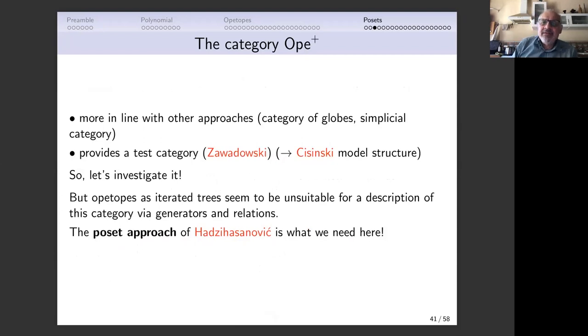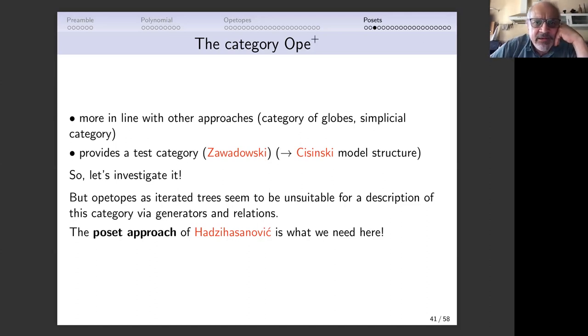The other category is interesting because it is more in line with other approaches. I recall that the other category considers fewer objects, only positive opetopes, but more morphisms. And this is more in line with approaches like globes or the simplicial category, where in globes the degeneracies are in the category of shapes, coming from the morphisms in the category of globes. You have source and target, and identity going the other way.